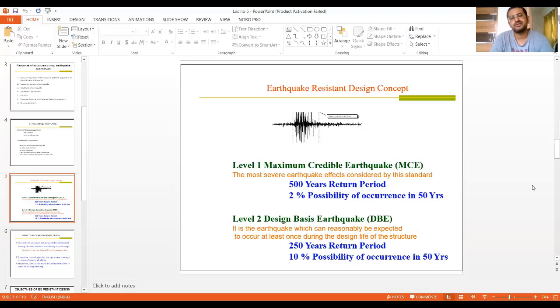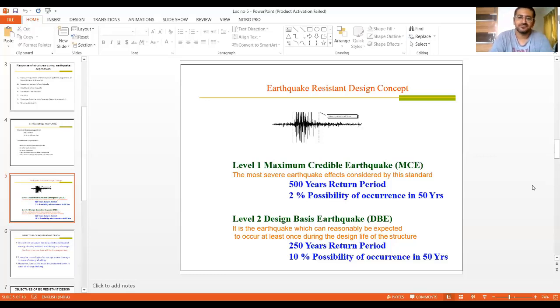So does that mean that all the other structures in this periphery or the vicinity should be designed for the same thing? But if you go by that rule, then the sizes of the structural elements are going to be very huge. And if the sizes are going to be more, then the costing of the structure and the economy is going to be hugely affected, right? So when you talk about maximum credible earthquake, logically we'll have to think that there is only 2% possibility of occurrence in 50 years. That is 500 years of return period.